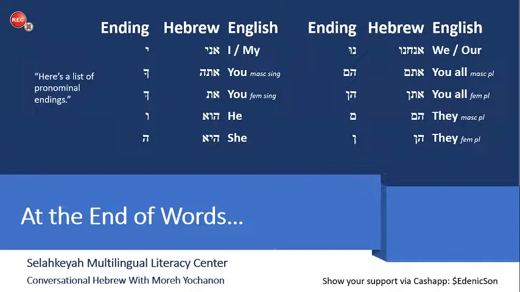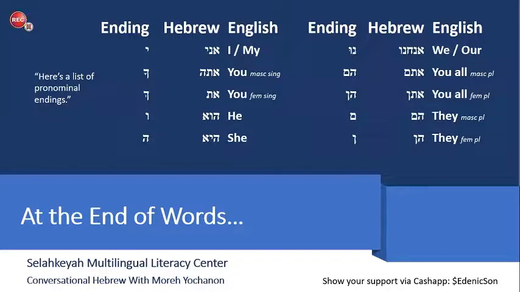Here is a list of pronominal endings. Pronominal is a fancy word. All pronominal means is pronoun. If you remember in English class, there were 8 parts of speech, right? Prepositions, verbs, adverbs, adjectives, pronouns, nouns, interjections, and conjunctions. Well, a pronoun is one of those parts of speech.